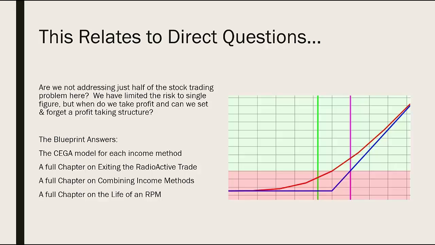The blueprint contains the SIGA model for each individual income method: when to use it, when not to use it, how to use it, and how not to use it. A full chapter on exiting the married put and the radioactive trade when your profits have been met or when things aren't going the way you expect. There's a full chapter on combining income methods to increase the potential upside profit while limiting your risk. And a full chapter, of course, on the life of the RPM.